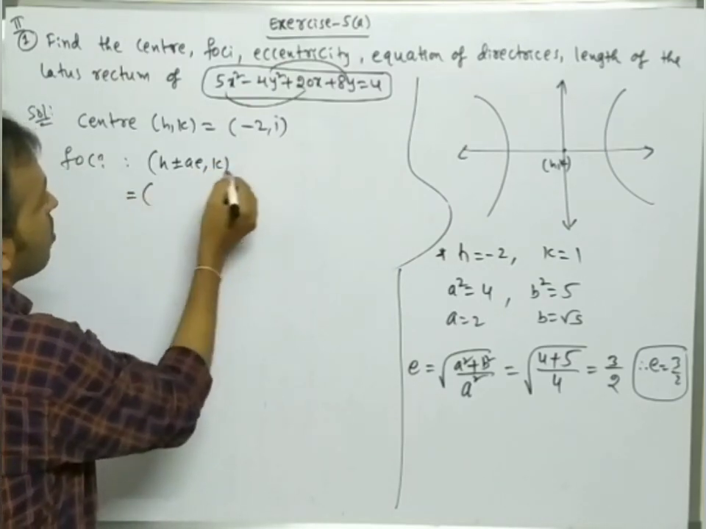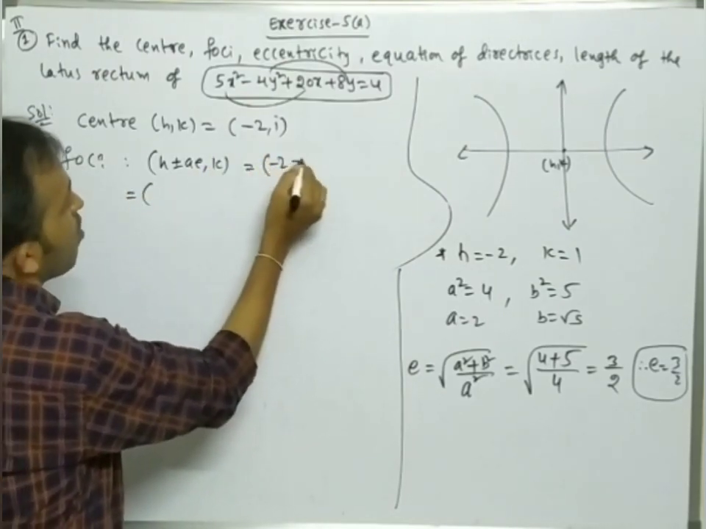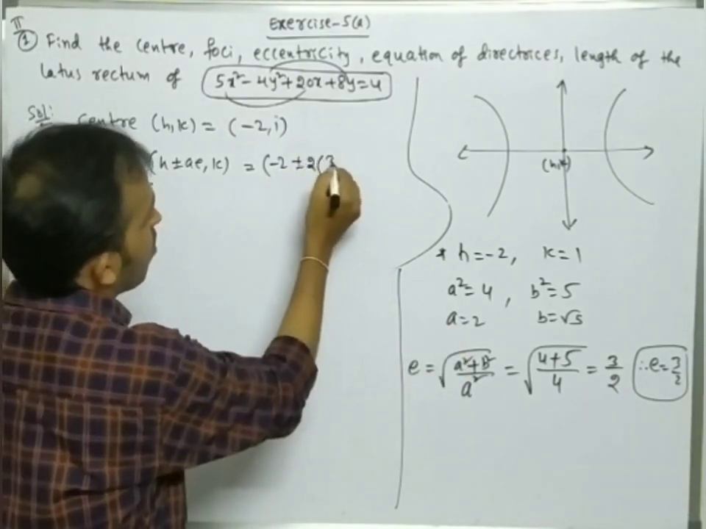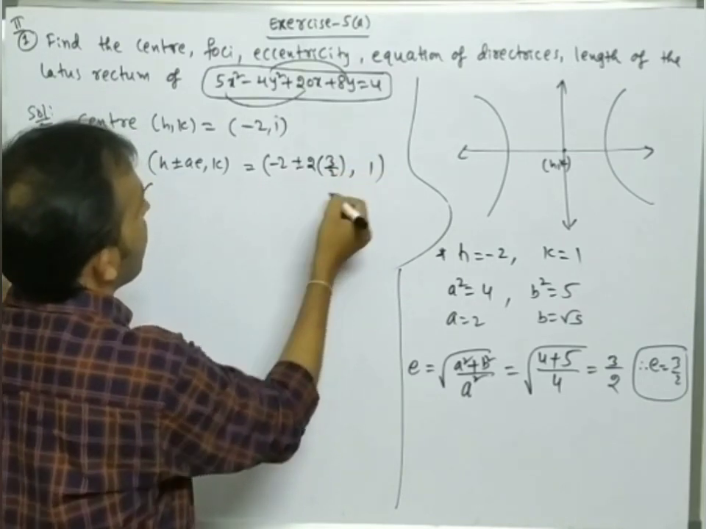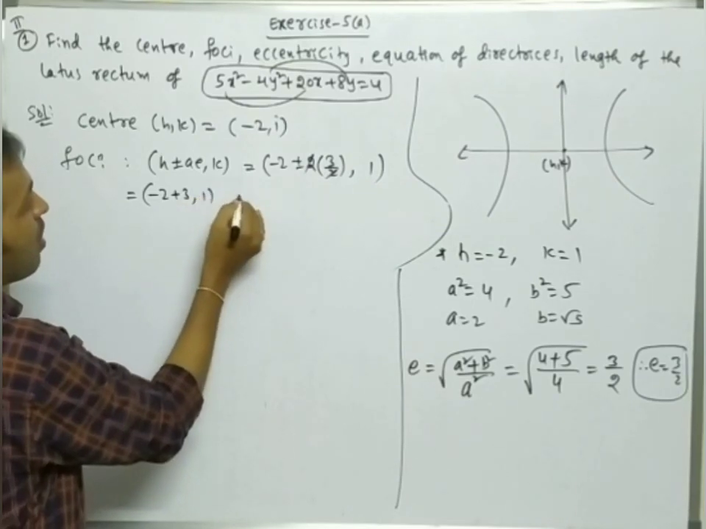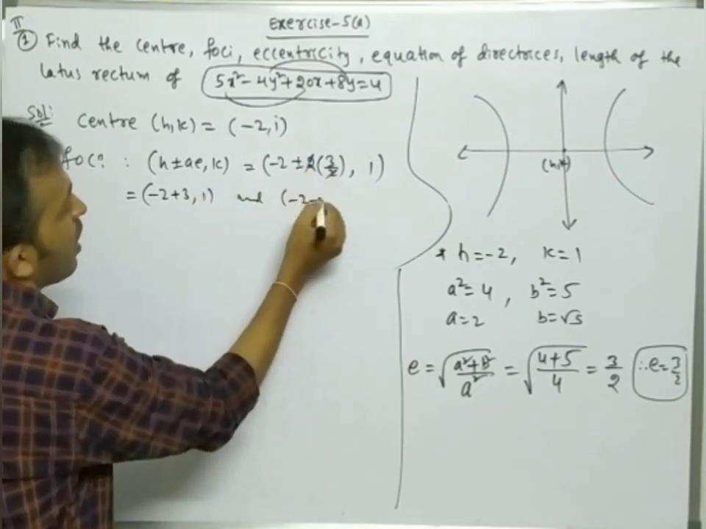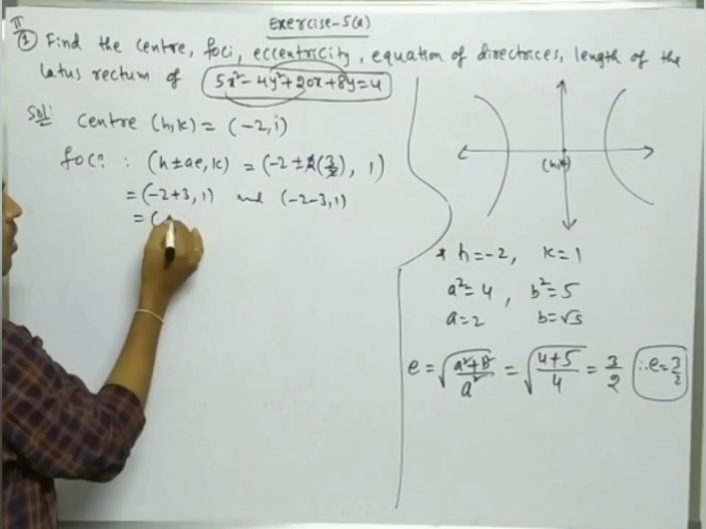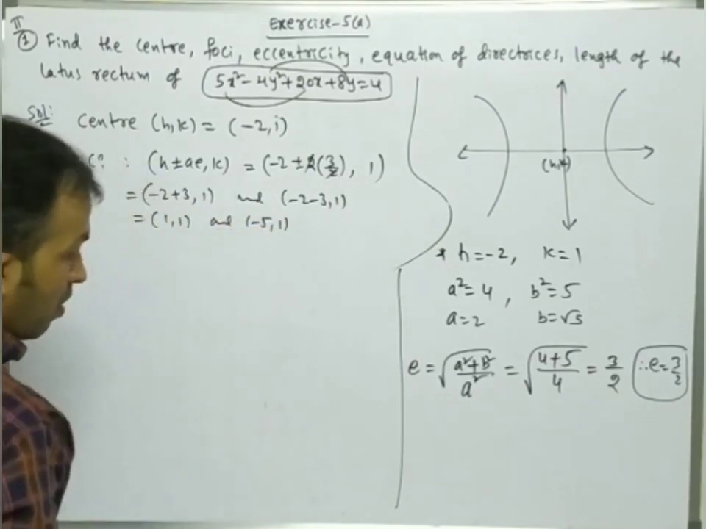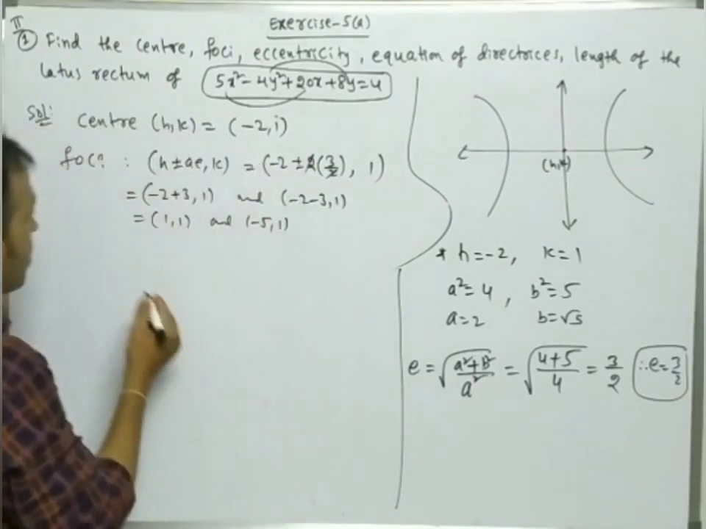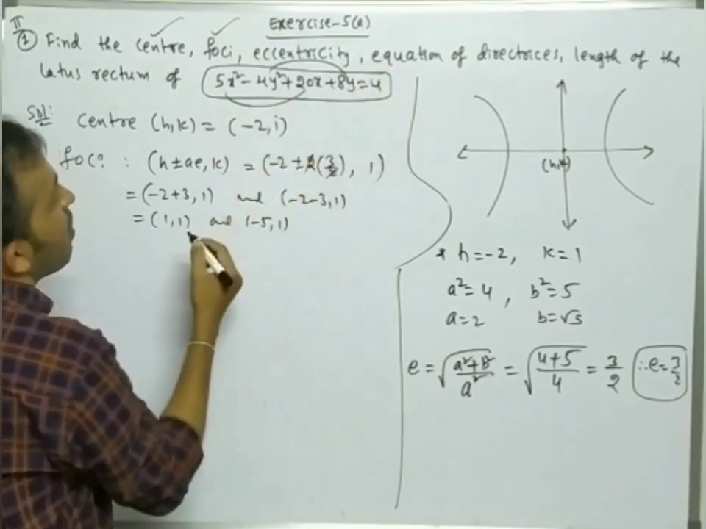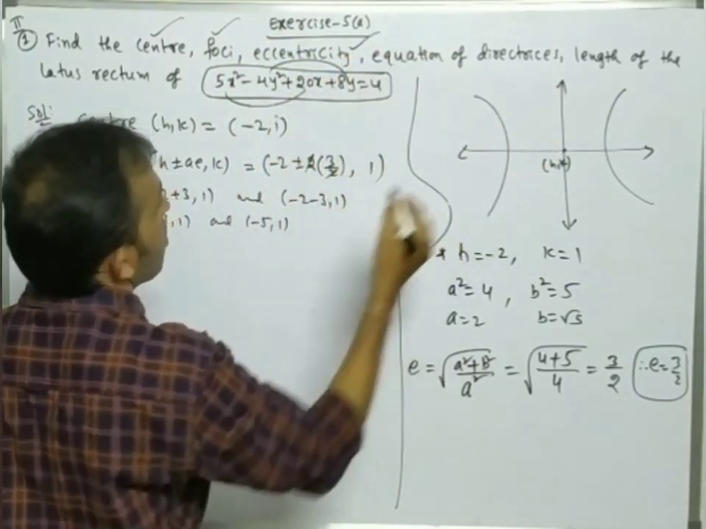So h is minus 2, plus or minus a is 2 into e is 3 by 2, comma k is 1. The 2s cancel, so we take minus 2 plus 3 comma 1 and minus 2 minus 3 comma 1. So the foci are 1 comma 1 and minus 5 comma 1. Next, center completed, foci completed, eccentricity also completed. Now the equation of directrices.